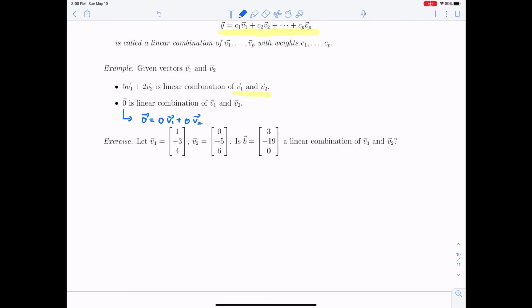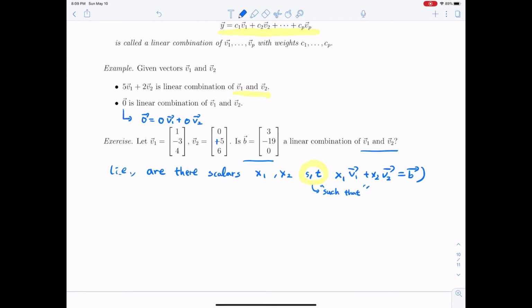So we need to verify that the given vector b is a linear combination of v1 and v2. And actually, there's a typo. The second row of v2 should be positive 5 instead of negative 5. So this asks us to find out, are there any scalars x1 and x2 such that x1 times v1 plus x2 times v2 equals b.